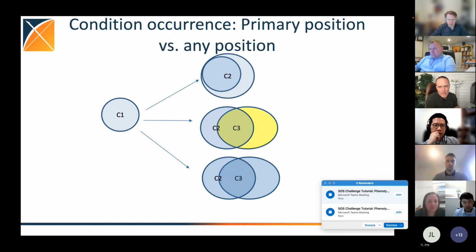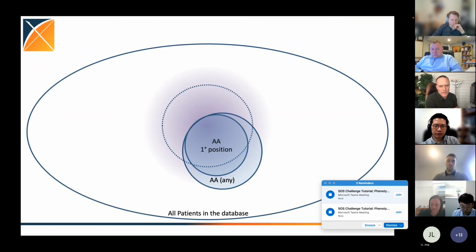In moving from primary position to any position, I just thought it's worth taking a high-level look at what we're doing. There's many different ways we can look to try to expand a cohort definition or refine it to minimize sensitivity error or specificity error. The one that we're looking at doing here is largely shown by this first arrow, moving to expand from an initial primary position cohort to one where it's any position. Conceptually, we're comparing these 2 cohorts, and that can be a challenge because of that superset relationship.